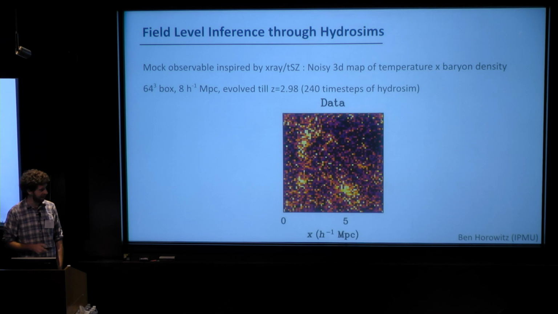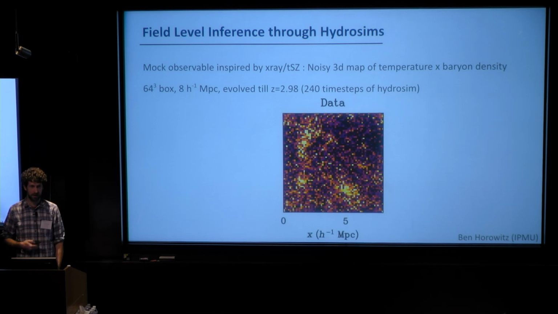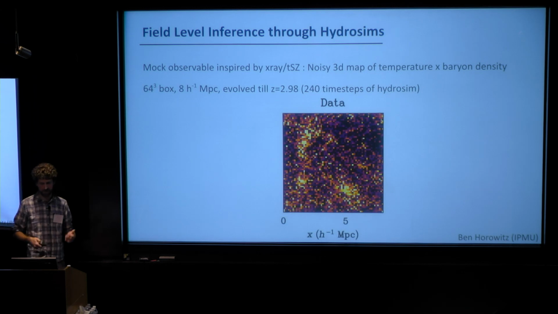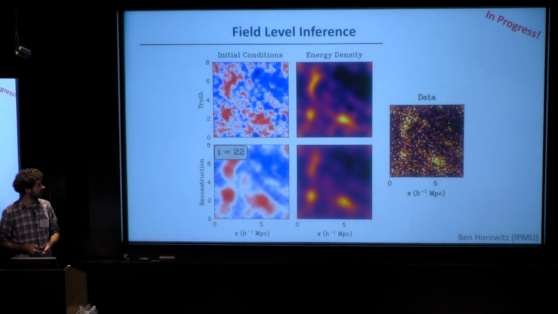You can see I like a certain type of animation here, because we're going to take this as fake data and try to reconstruct the initial conditions that give rise to this kind of configuration. This is modeled after some kind of noisy X-ray or TSZ type observation, so an indirect measurement of some function of the density and temperature. In this case, we find a pretty converged solution after just 20 or so iterations, where we can reconstruct the initial conditions that give rise to this with some kind of explicit likelihood framework.